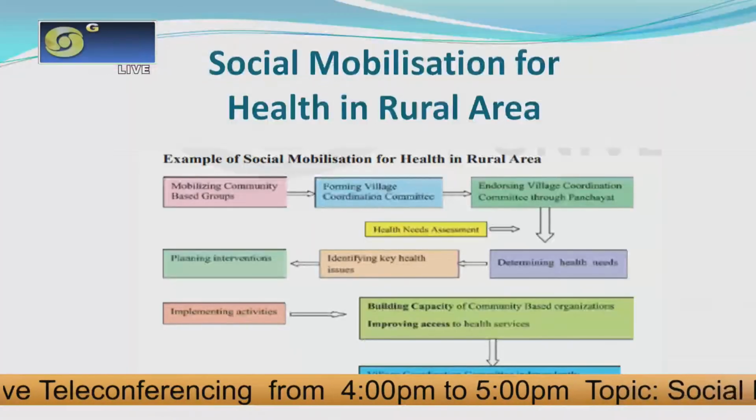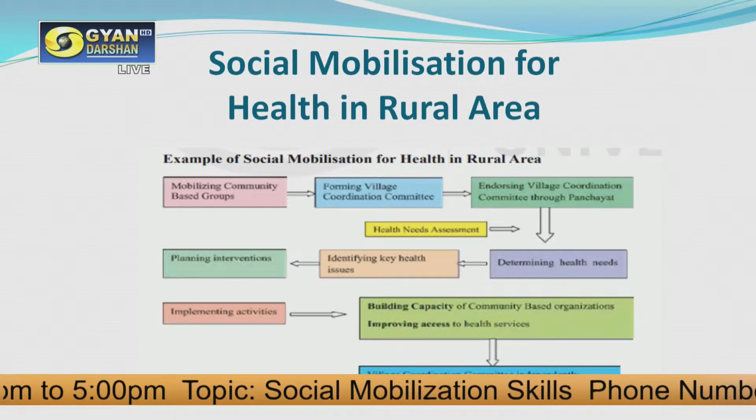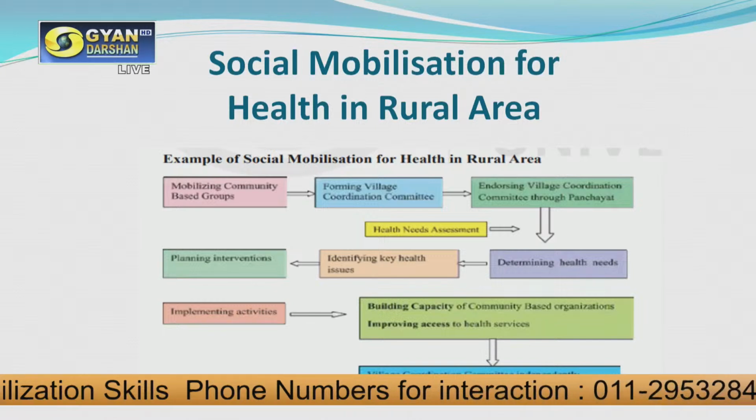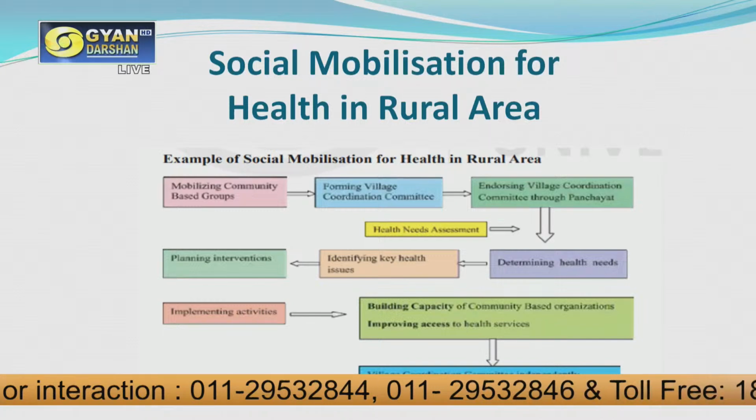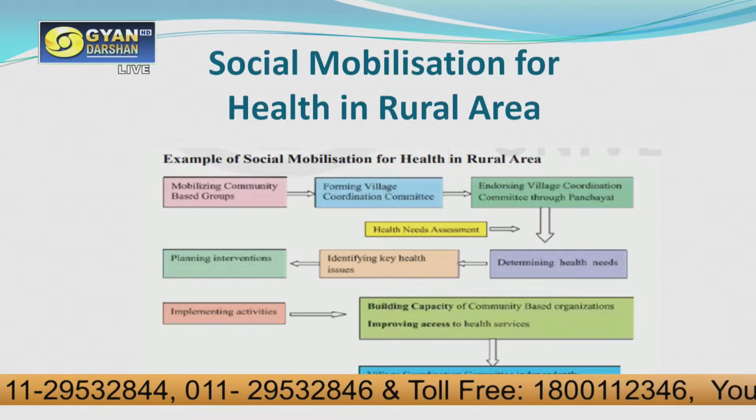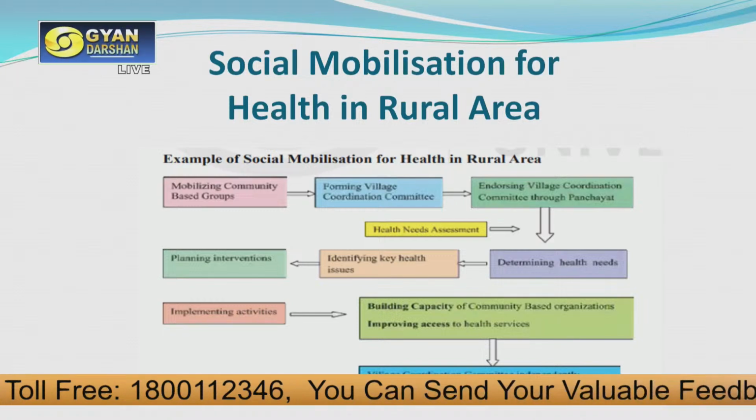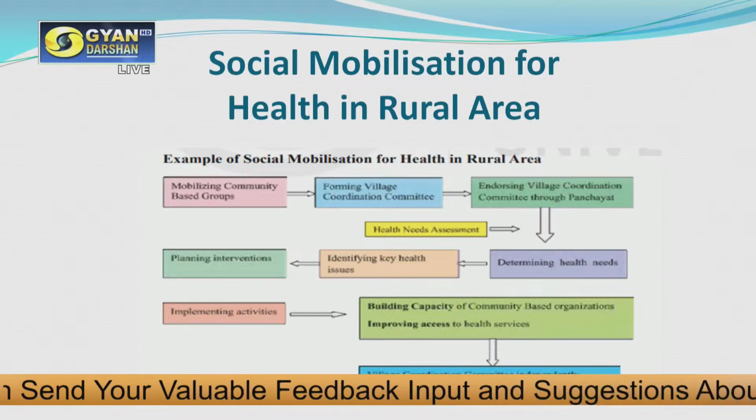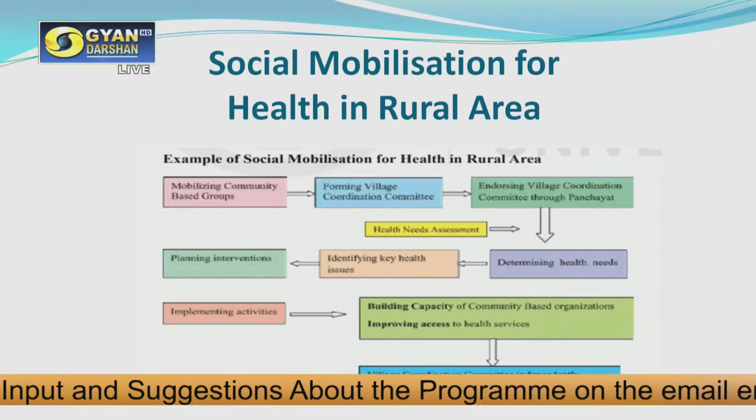Now this is one of the examples. It is given even in the blog also, that when you are mobilizing in the community, first of all you mobilize community-based groups. It can be village health sanitation committee, it can be Mahila Arogya Samiti, or any group of people who are active in the community, and form the village coordination committee. Then you endorse the village coordination committee through panchayat. As we told, panchayat is there.